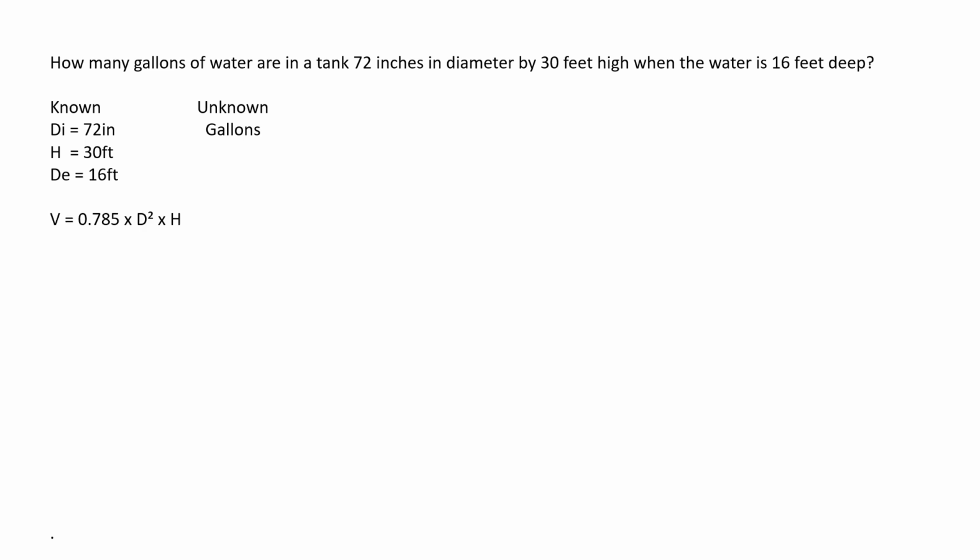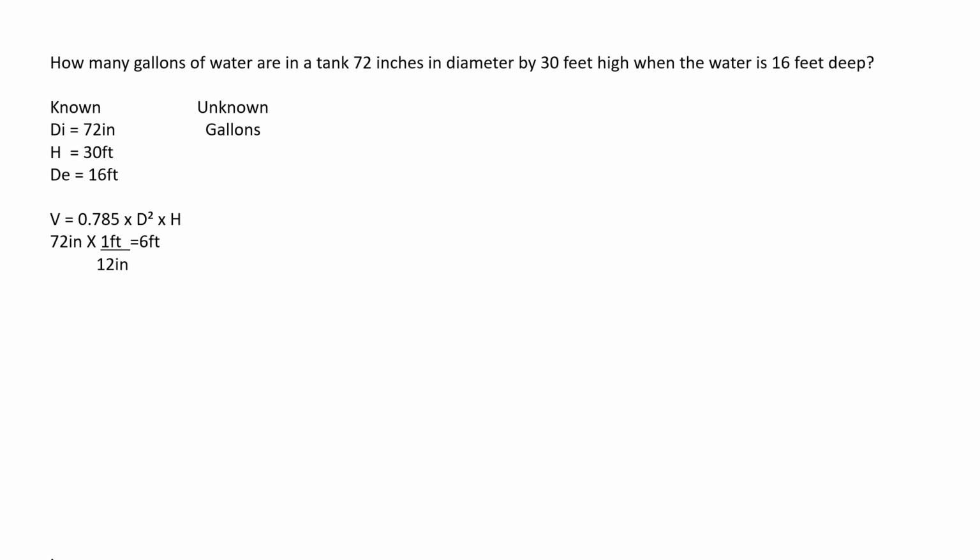This time they gave us the diameter, so it's 0.785 times the diameter squared times the height. Remember, volume solves for cubic feet, so we need to convert the inches into feet. There are 12 inches in 1 foot, and we want the inches to cancel out, so it's going to go in the bottom. So 72 inches times 1 foot over 12 inches. It's going to end up being division, and your inches will cancel out. And that's going to give you a diameter of 6 feet.